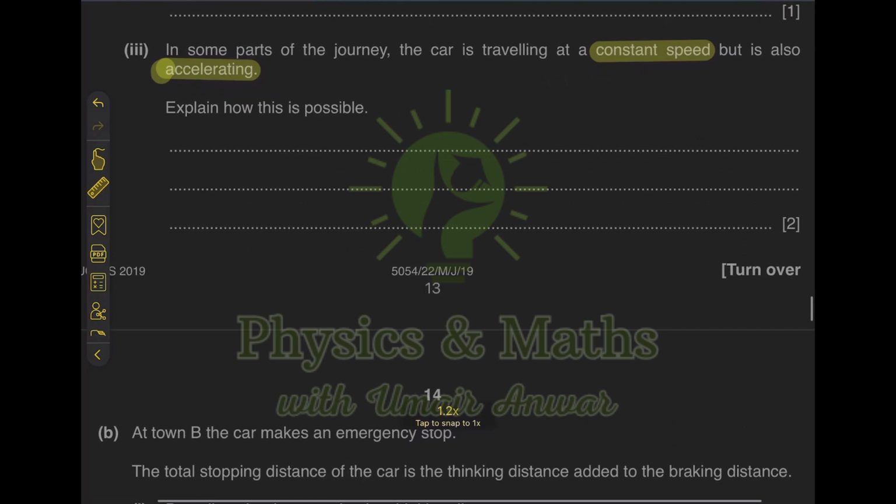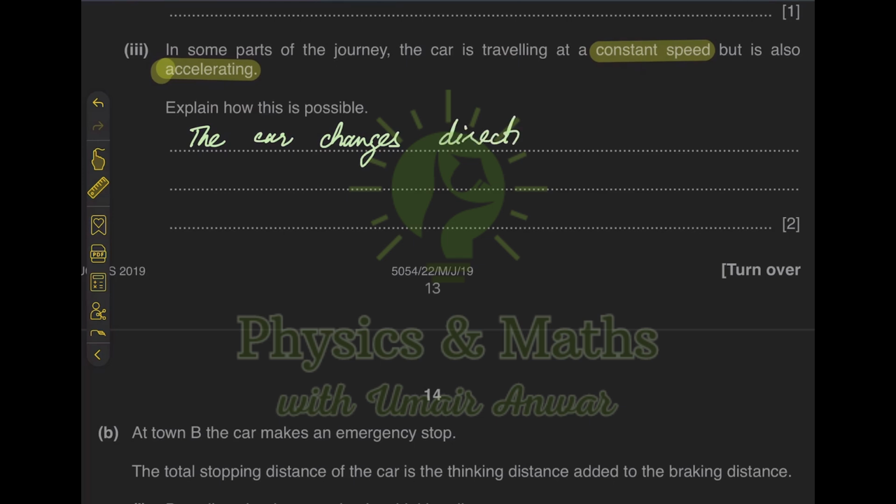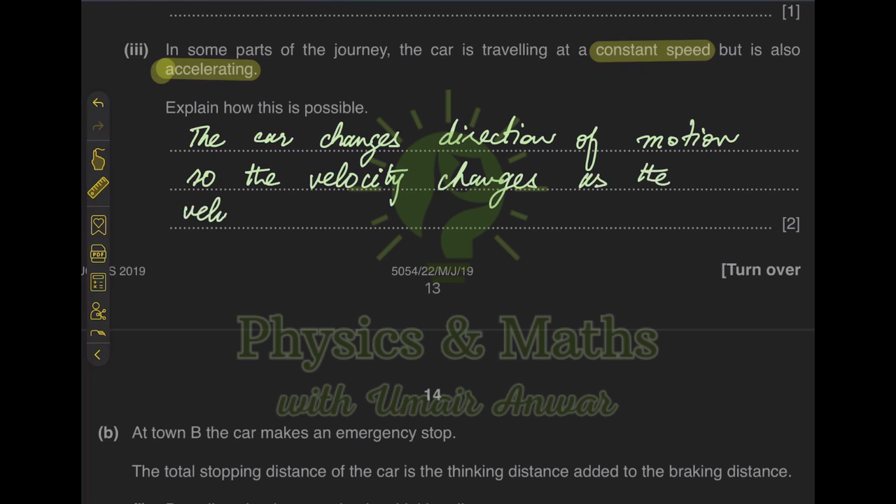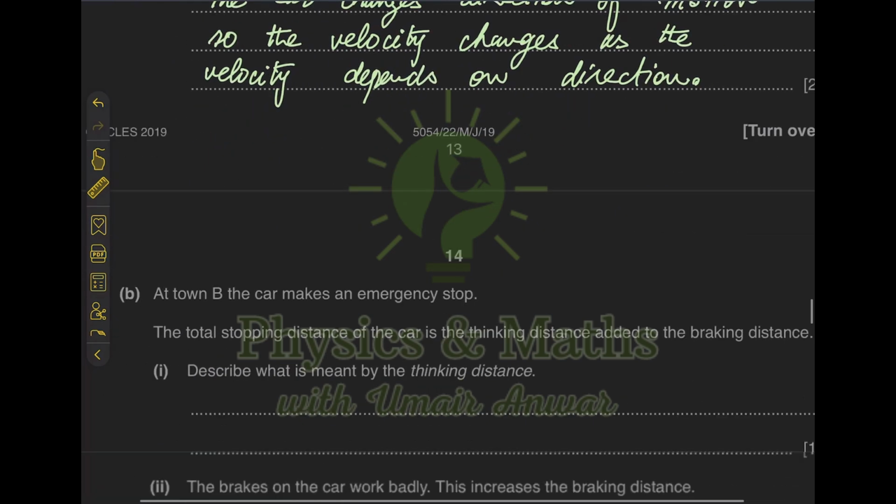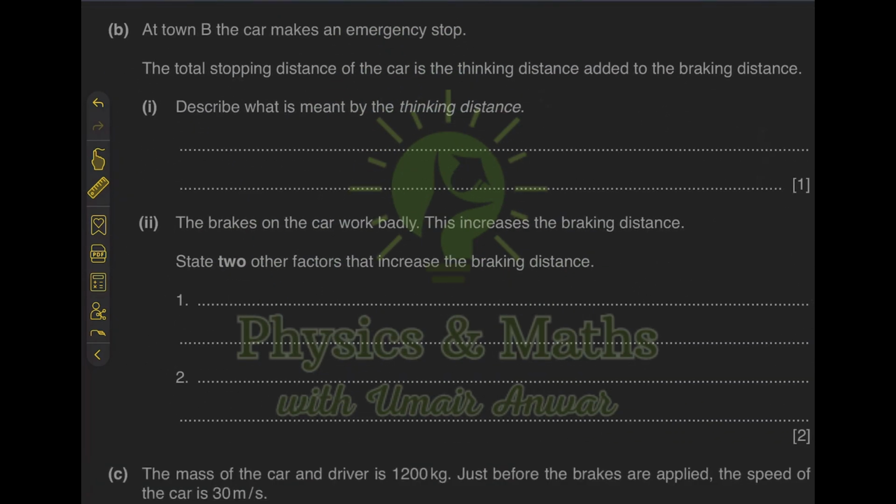So it is possible when the car changes direction of motion. So the velocity changes, as the velocity depends on direction. So when the velocity is going to change, the object is going to have an acceleration. At town B, the car makes an emergency stop.